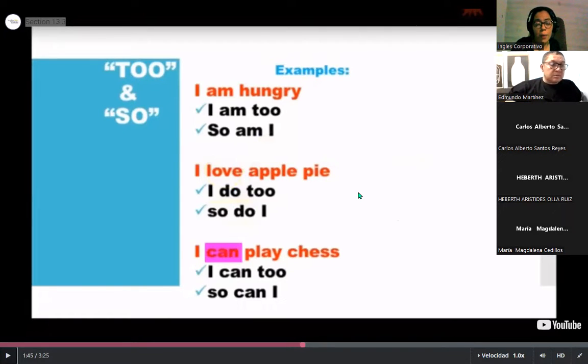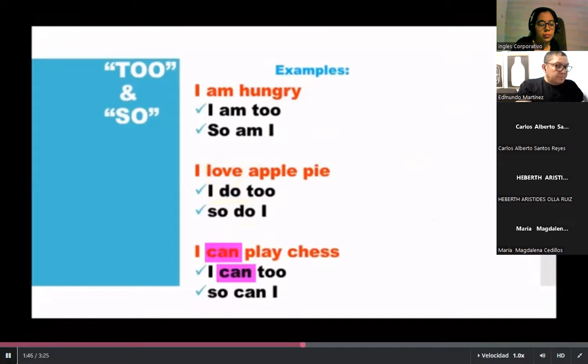Excellent. I love apple pie. ¿Y será que puedo decir I am too? No, because the verb is different. In this case, it's different from the verb to be. So, entonces digo, so do I. Or I do too. Okay, let's continue.